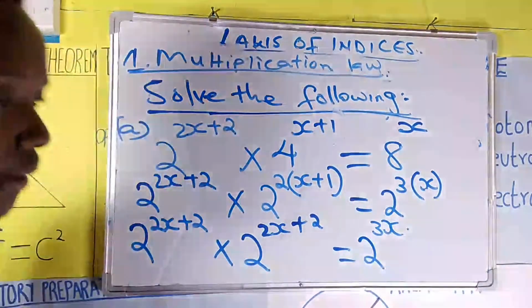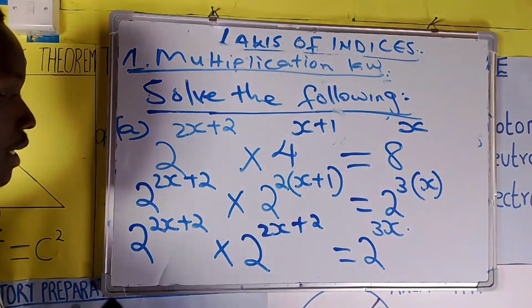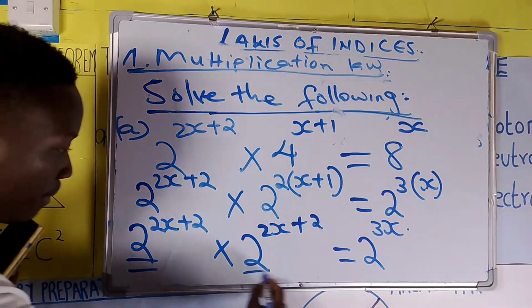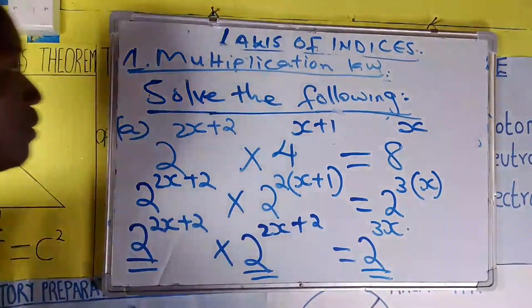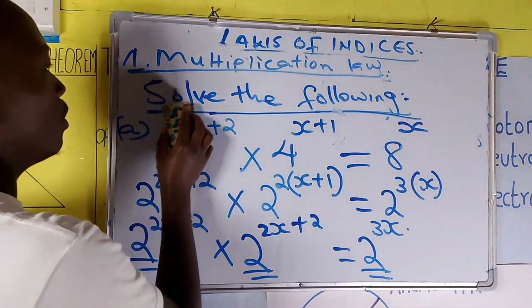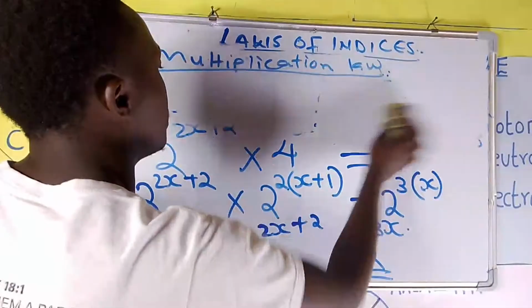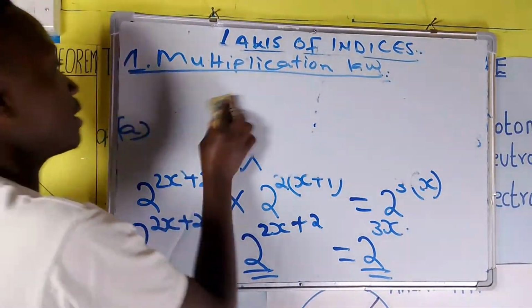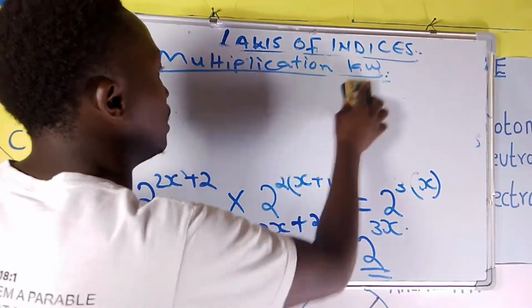And from here, you can now see clearly that all our bases are 2. Once we get our base as 2, we have the liberty to drop the base. So you will drop the bases.